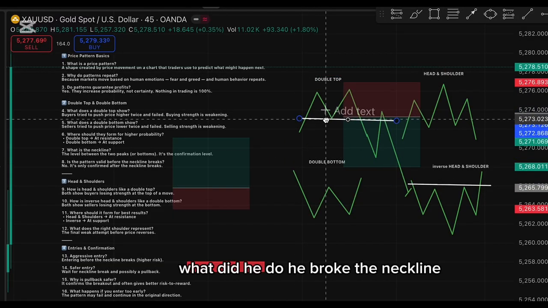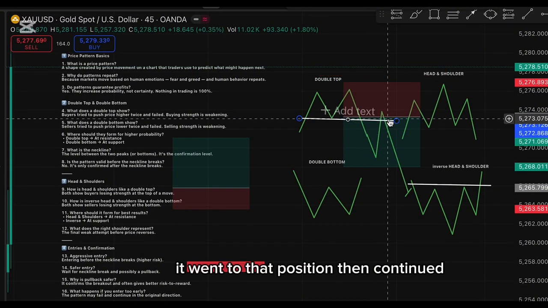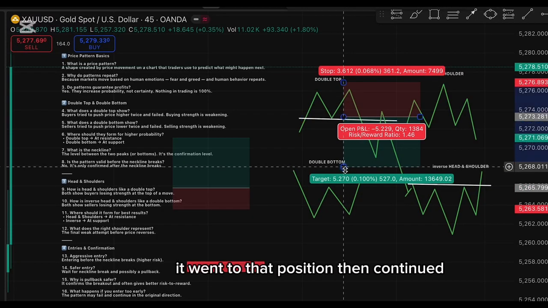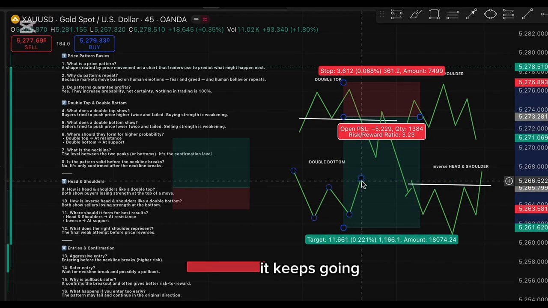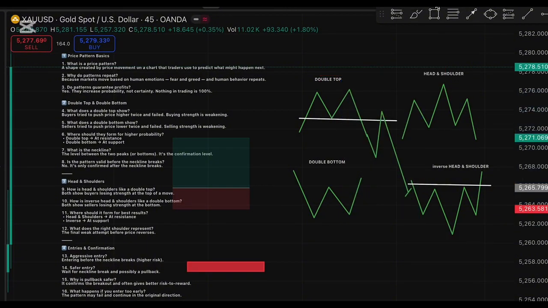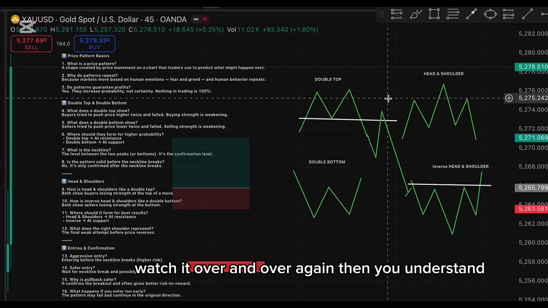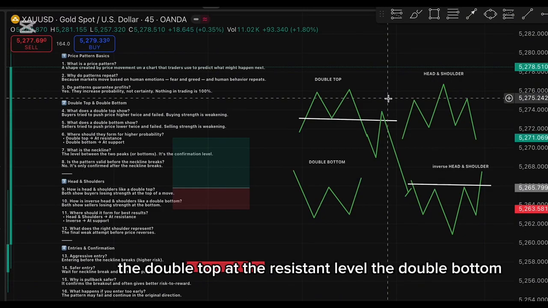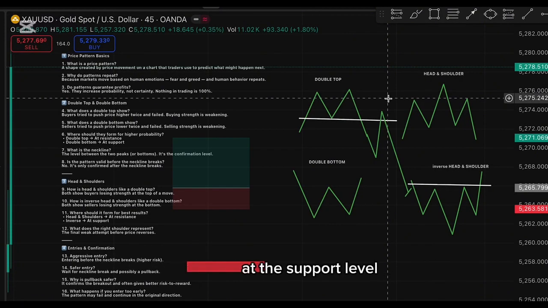What did he do? He broke the neckline. Then what did he do? It went to that position, then continued. It keeps going. Do you understand it? Watch it over and over again, then you understand. The double top at the resistance level, the double bottom at the support level.